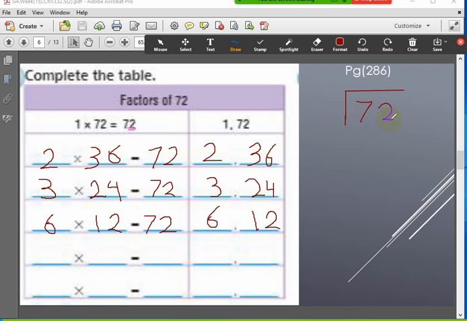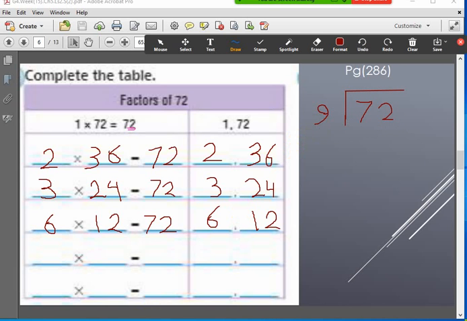7 plus 2 equals 9. Very good, then. So the number is divisible by 9, right? So I can divide this number by 9. The rule told me that you can divide it by 9.